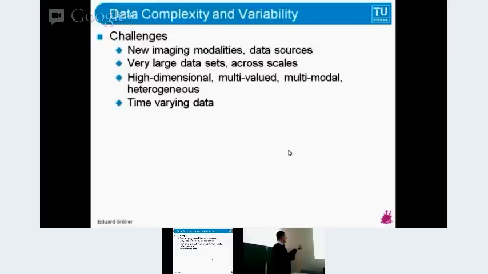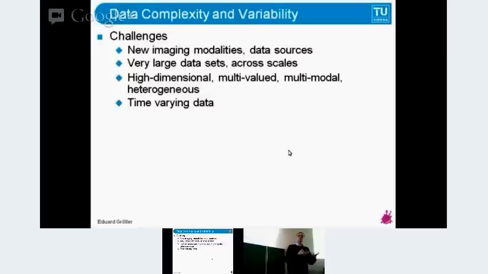And then there are high-dimensional, multi-valued, multimodal data. Multimodal means that maybe you have anatomical data, CT, computer tomography data, and at the same time you have functional data. That would be two data sources concerning the same phenomenon.